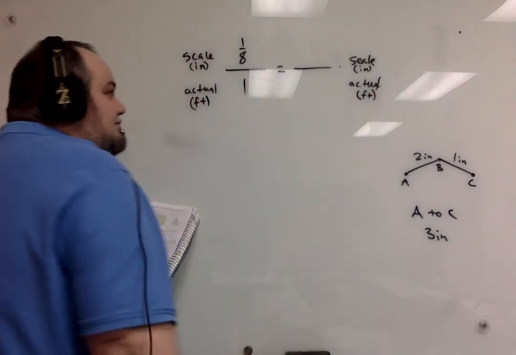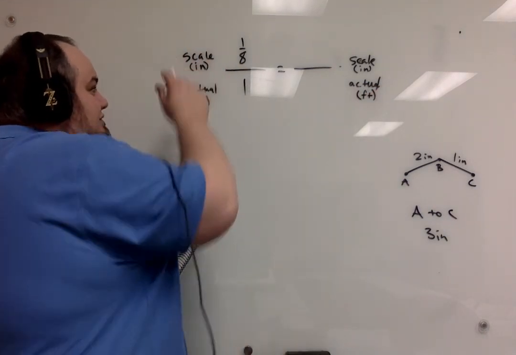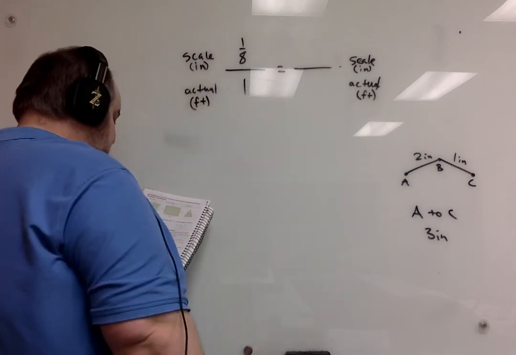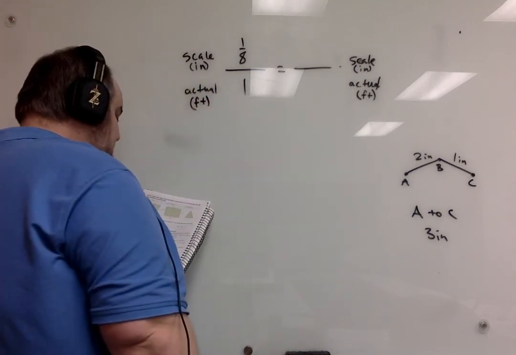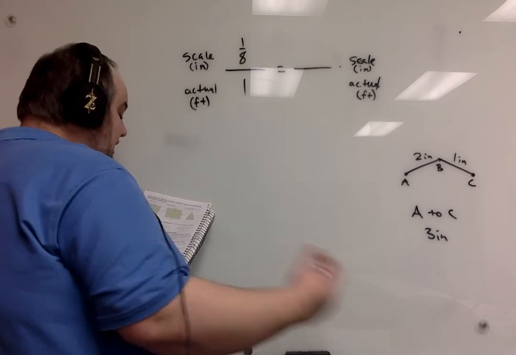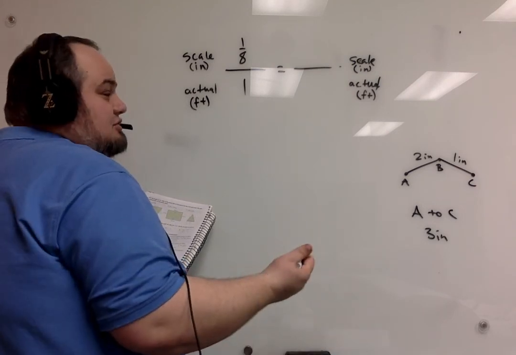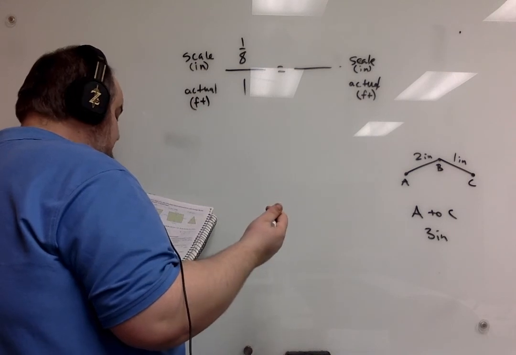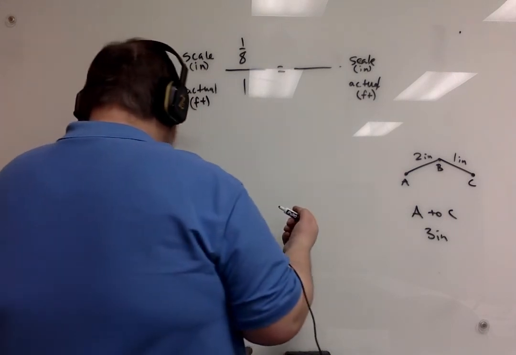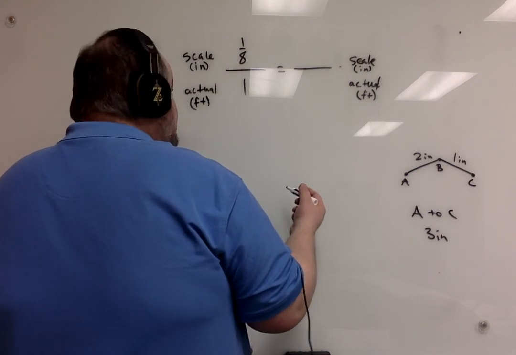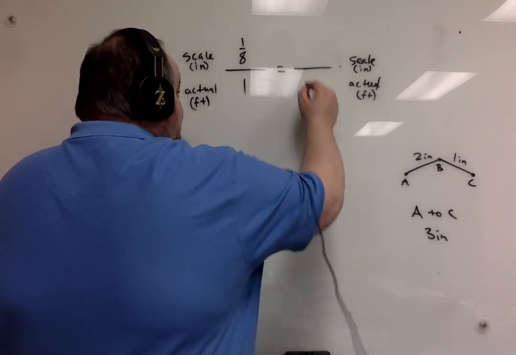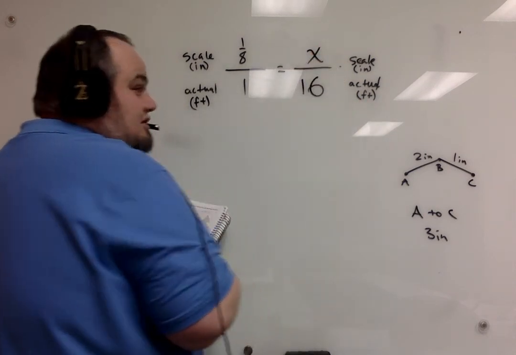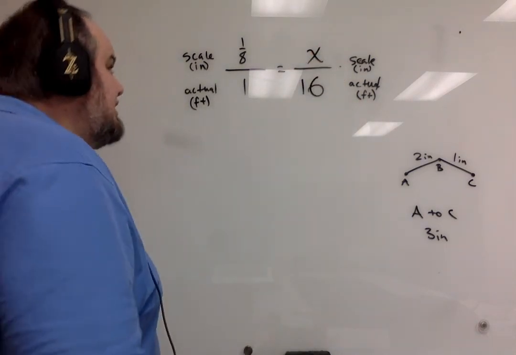Remember, we set up the fraction the same on both sides. Scale over actual, scale over actual. Make sure our units are the same for both sides. Then it says how much would be represented if the actual, so if you were trying to make a scale drawing from an actual thing. So how much would be represented if we had 16 feet? So 16 feet. So that means we don't know the scale part, so we would try to figure it out.